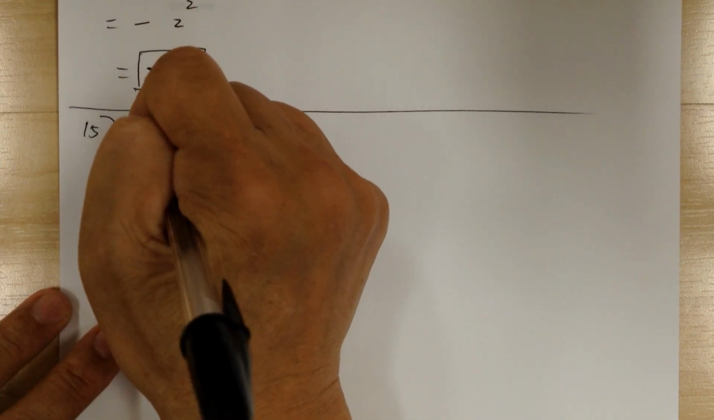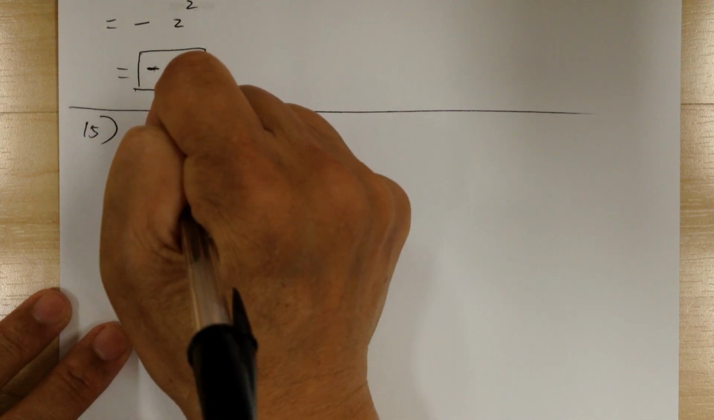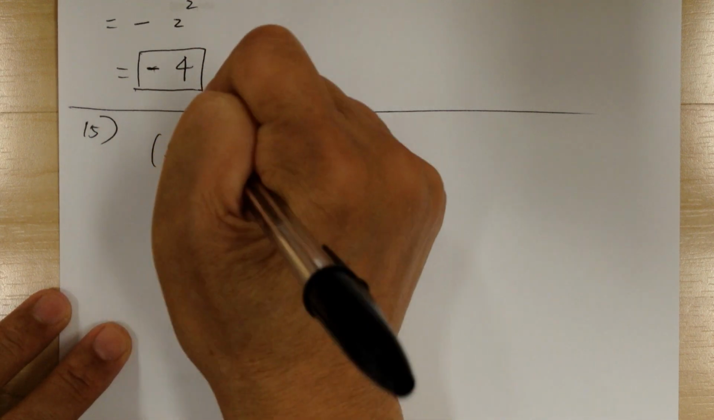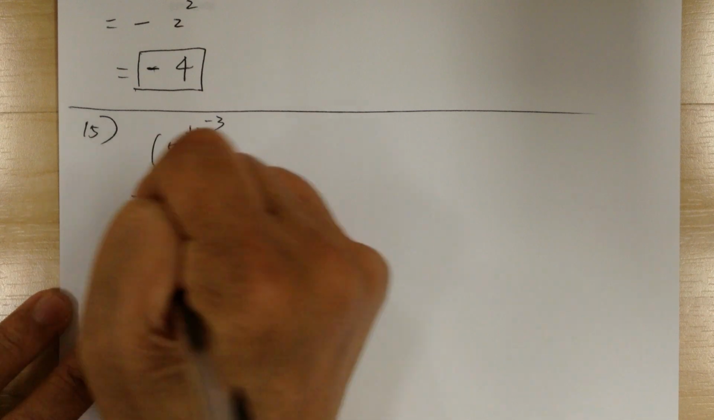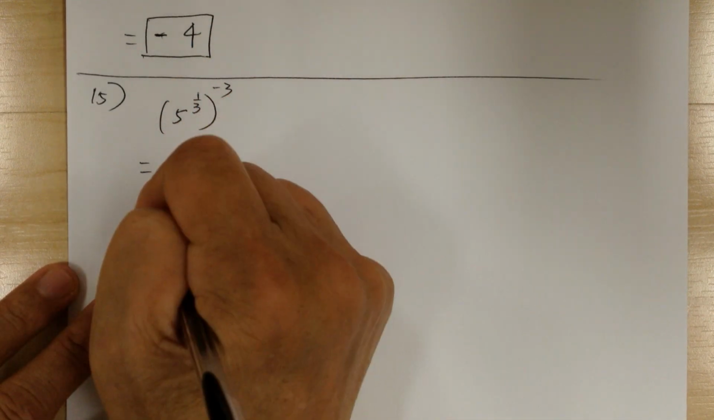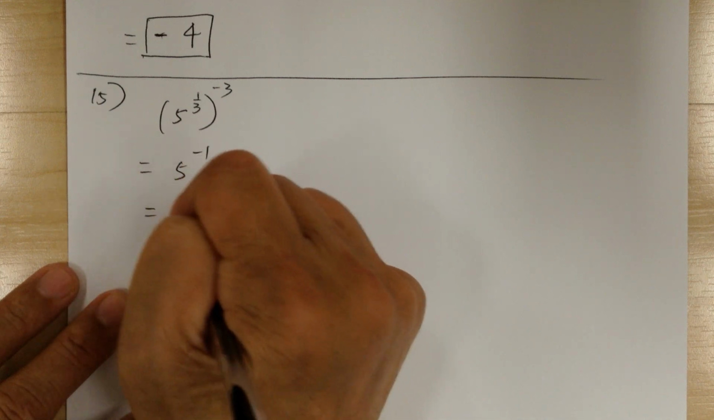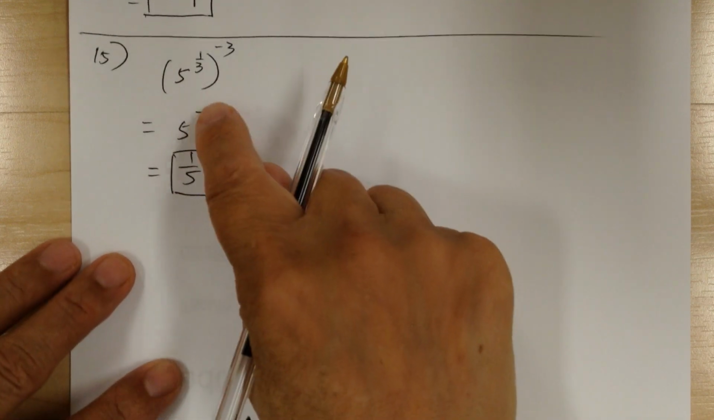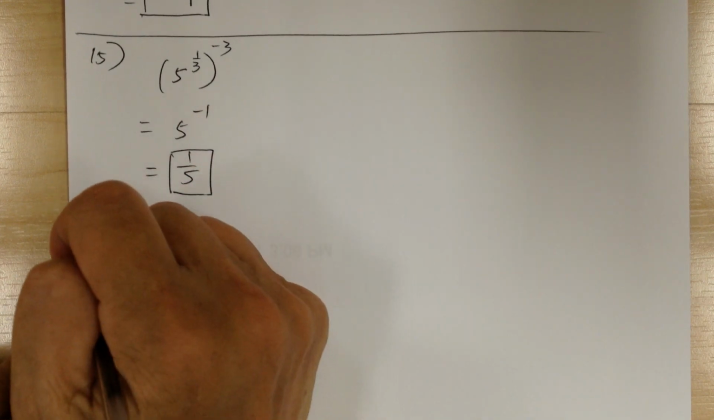Number 15. You have 5 to the 1/3 power to the negative 3 power. So this becomes 5 to the negative 1, and this is equal to 1 over 5. Again, a negative exponent means you just flip it over.